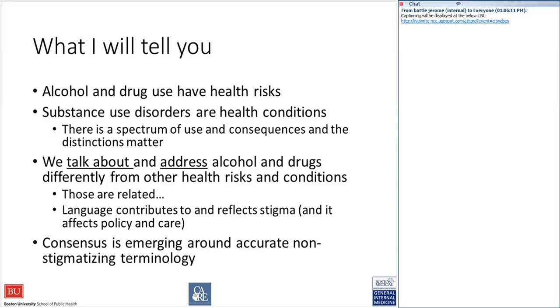The language that we use contributes to and reflects stigma, and it affects policy and care, treatment choices, and the way that we address this in society. But consensus is emerging around accurate, non-stigmatizing terminology. And I'll summarize at least my view of preferred and non-preferred terms on the last slide of this presentation that'll be available to you.